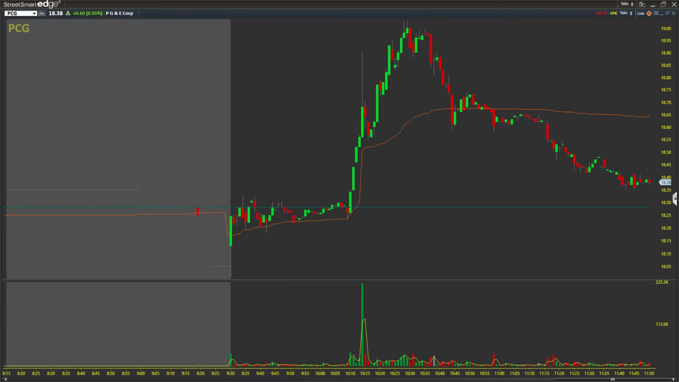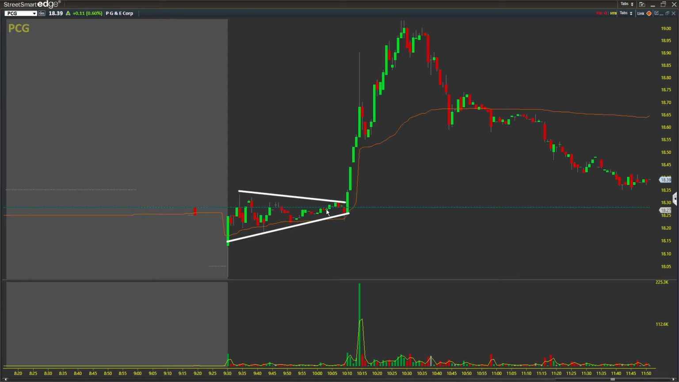PCG, another pattern breakout. Slowly making higher lows. That's a pattern right there. That's a triangle. There are patterns traders look for in the markets. Triangles and U-shapes. Those are two big patterns that traders look for in the markets.